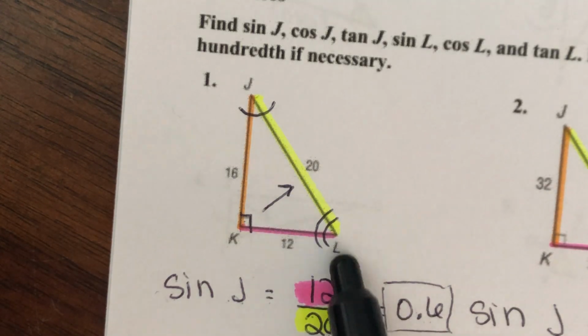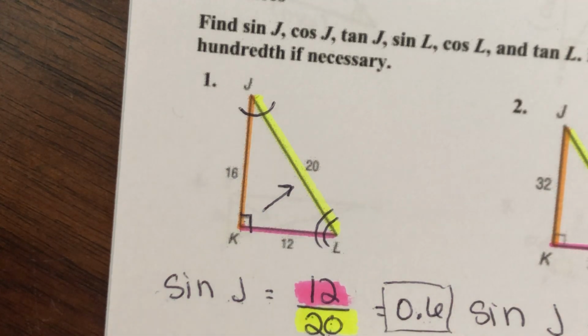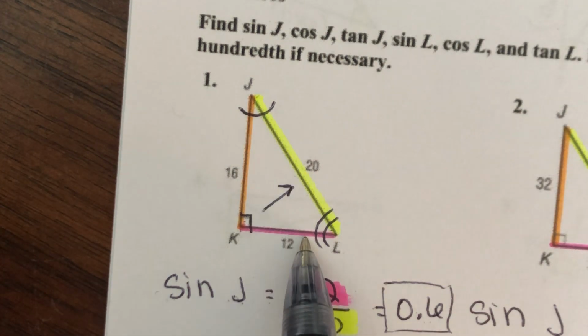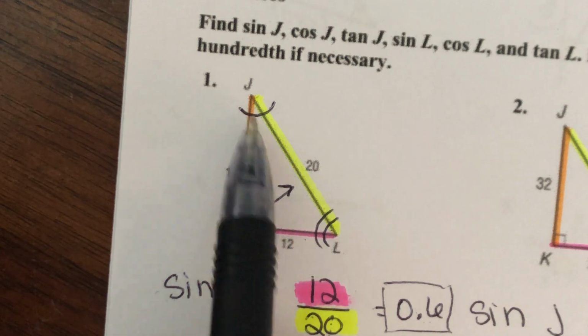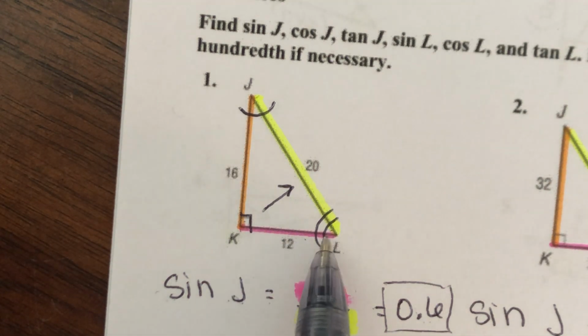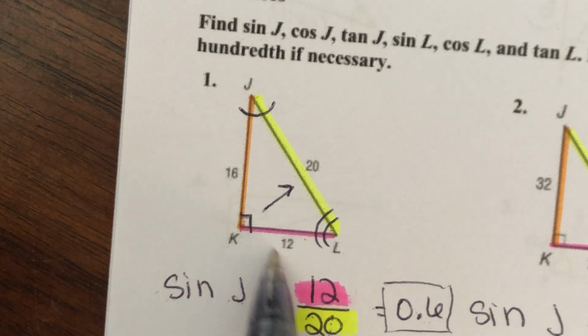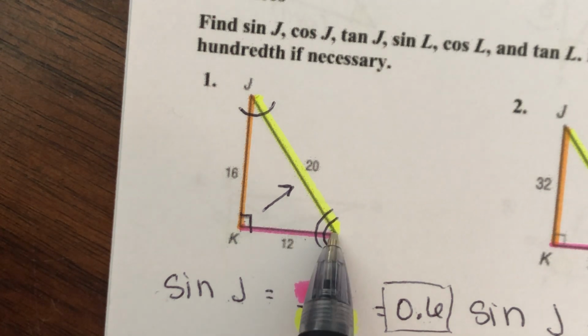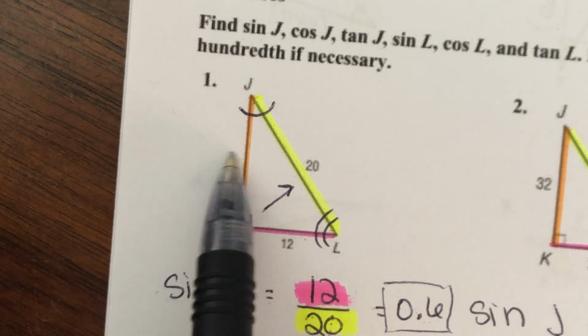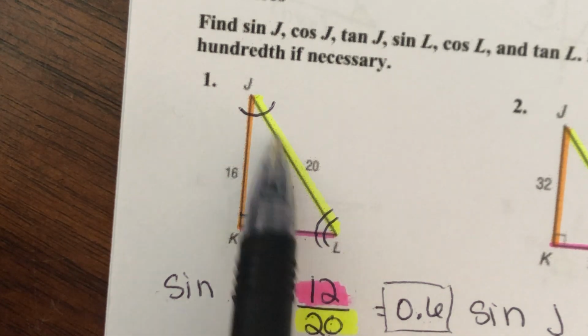Now we're gonna look at angle L, and we're gonna do the same thing. We're gonna set up ratios. If the sine of angle J is opposite over hypotenuse, my opposite side is this line right here, which is 12. Well, for angle L, that's no longer my opposite side. What's the side opposite of angle L? The side straight across from it. This guy.